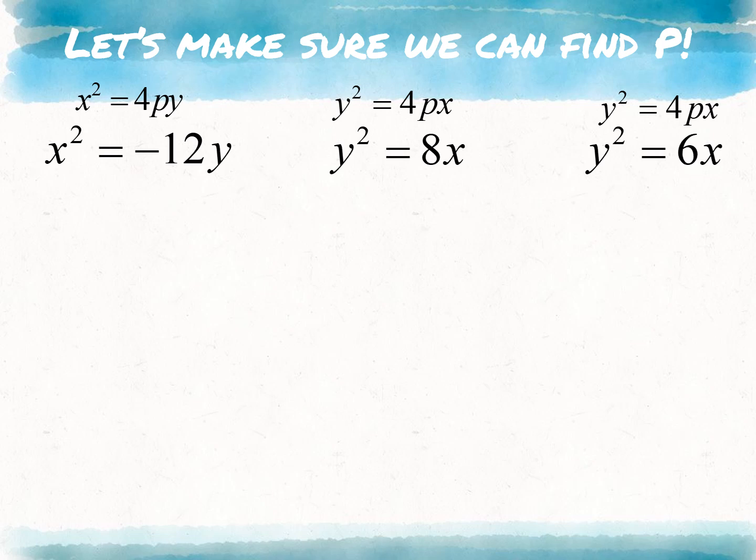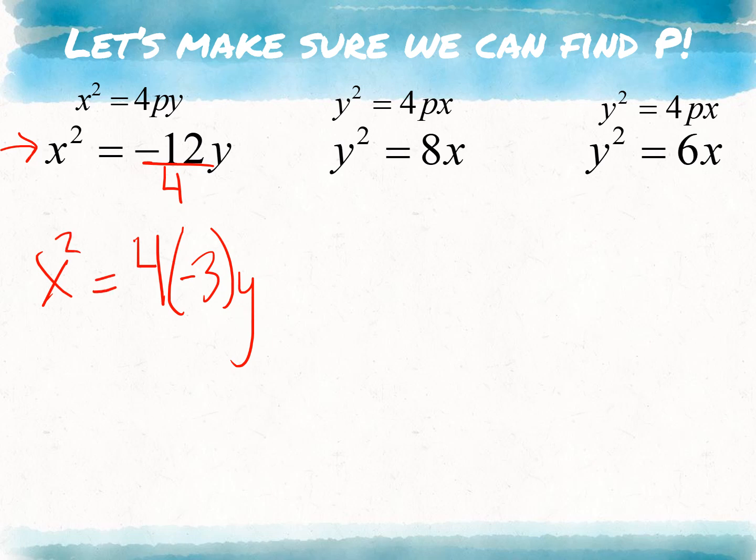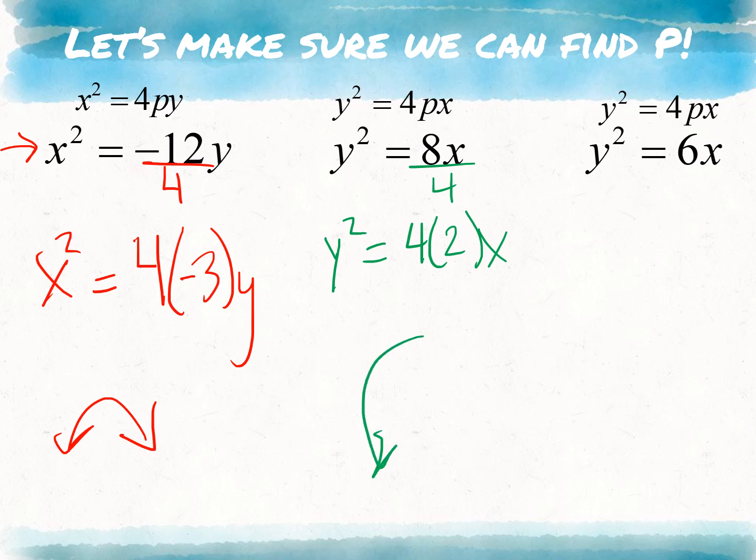Quickly, without jotting this down, let's just review again how that p value is going to look. If I'm given this first equation here, I can't just say my p value is 12. No, I have to think, what is that divided by 4? The 4 is part of the problem, which means I have a p value of -3. It's an x squared, which means it's up or down. It's negative, so it's down. The next one, if I divide by 4, means my p value is 2. It's the y that's squared, and it's a positive p value, so that means it opens to the right.